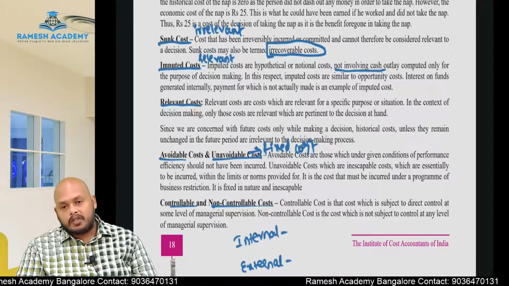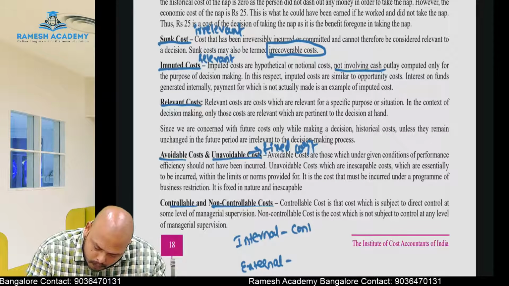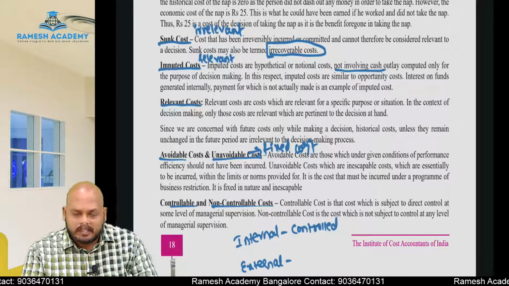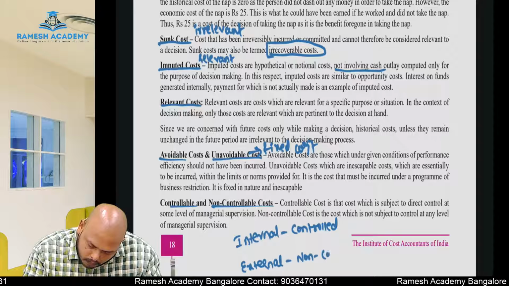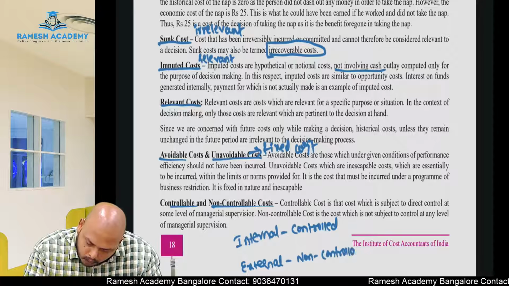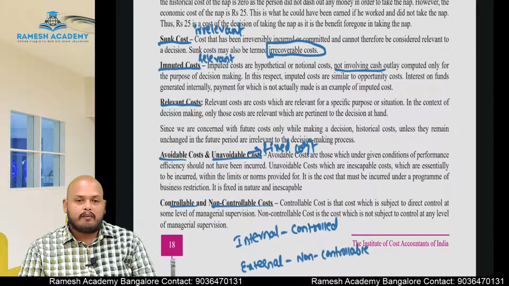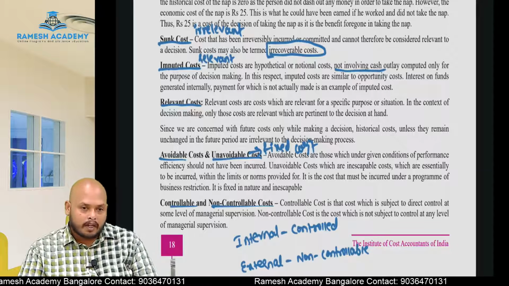Any internal situation can be controlled by the business organization. Any external situation cannot be controlled by the business organization.